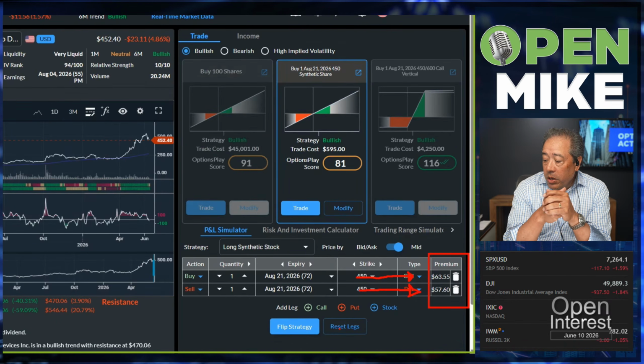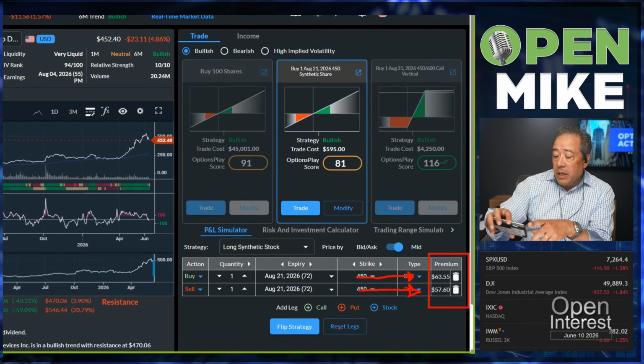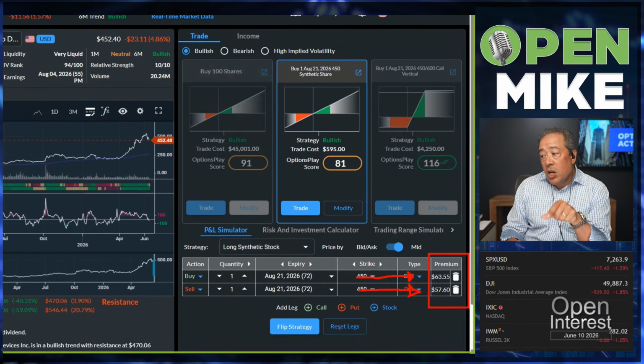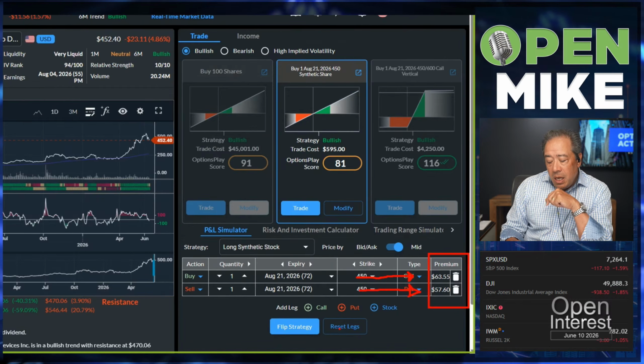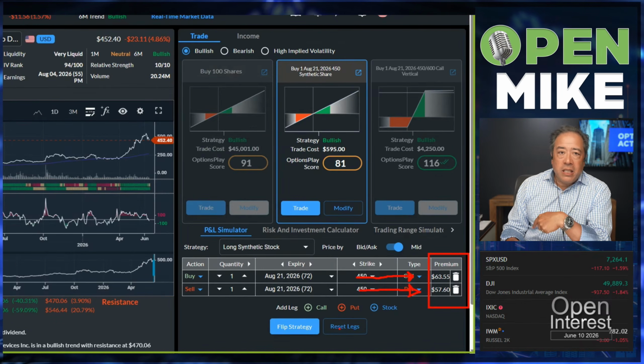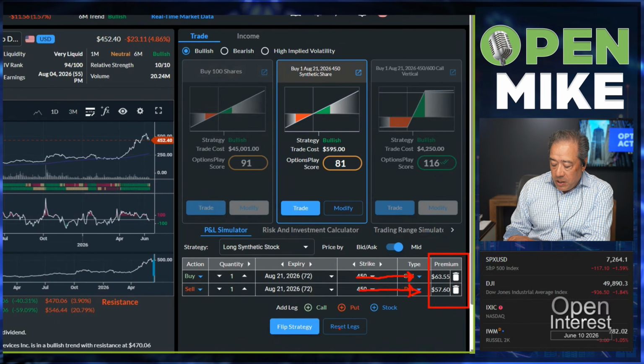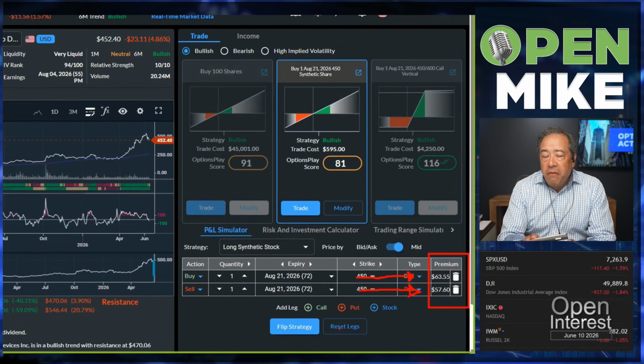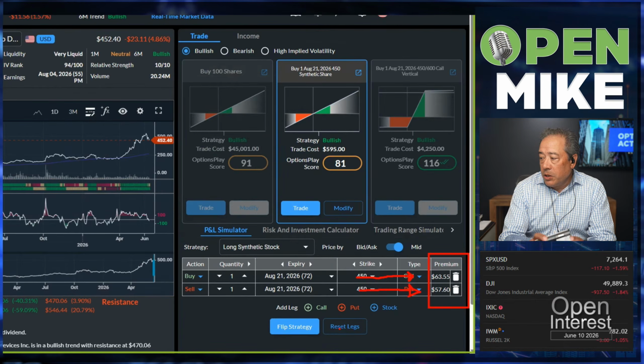Now, you will notice that I also had to spend a little bit of money to get into this position. $63.55 less the $57.60. $5.95. So did I actually buy the stock at $450? No, I actually spent $450 plus the $5.95 to get into the options position. So I spent $455 and 95 cents to put on this position.